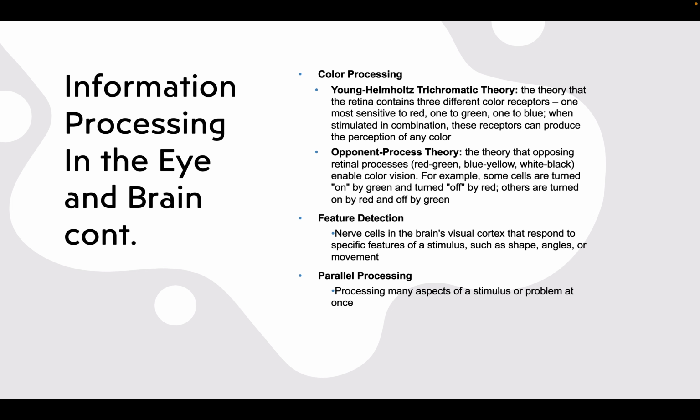So again, the opponent process theory says that there are opposing retinal processes that enable color vision. For example, some cells are turned on by green and turned off by red, and others are turned on by red and off by green. The combination of these is what gives rise to the different colors we perceive. The Young-Helmholtz trichromatic theory basically believes that there are three different types of color receptors, and that the combination of them is what leads to color.